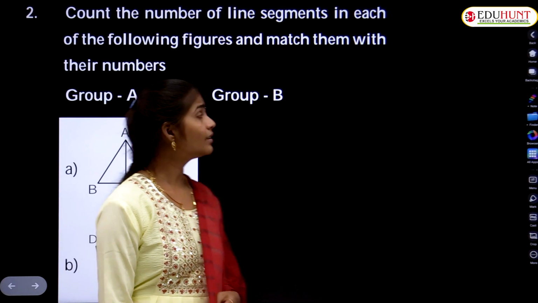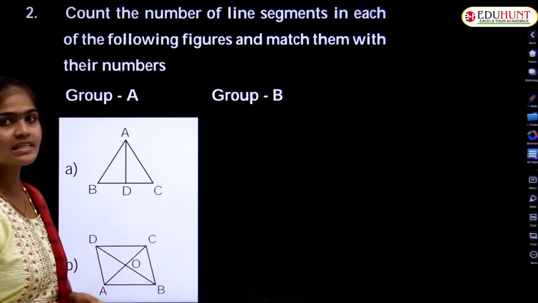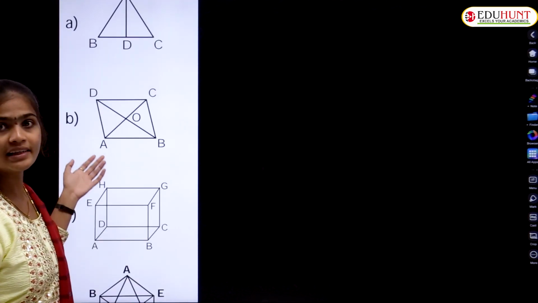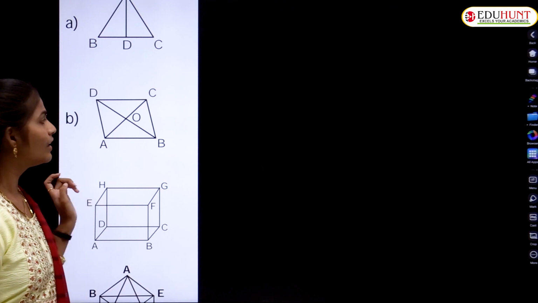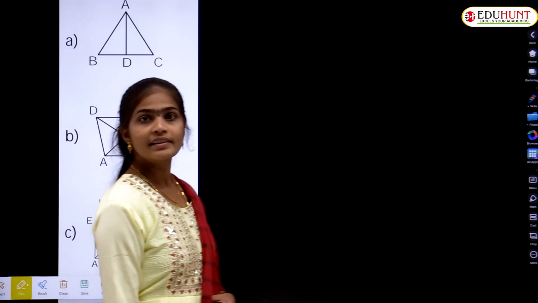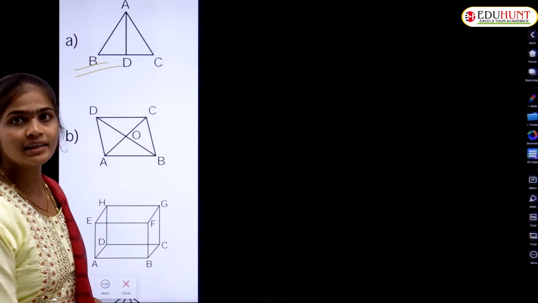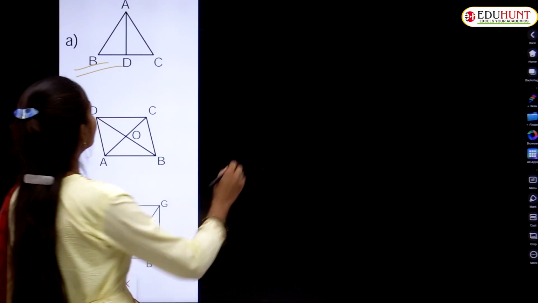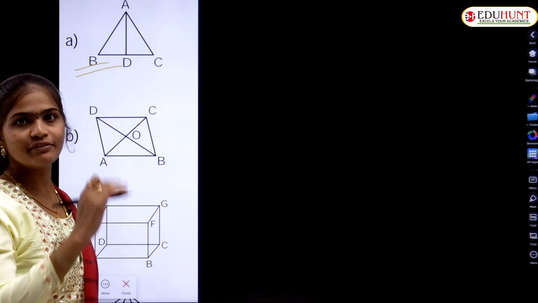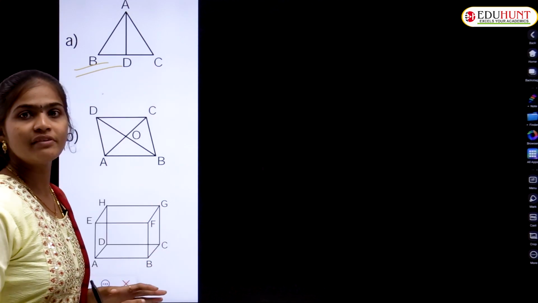So children, see here. Here we have to count the number of line segments. Okay, here some figures are given, no? So by observing these figures, we can say how we can calculate the number of line segments. Okay, just see that. So here the first figure, observe the first figure here. This figure has how many line segments? Okay, so just see that 1, 2, 3. So this figure has 3 vertices. No, just leave that D. Why? Because B, D, C. In the previous one we already discussed.